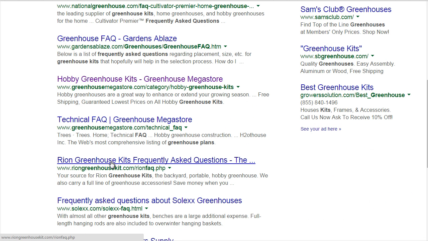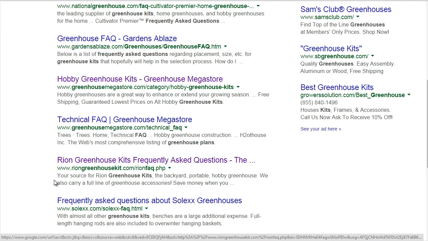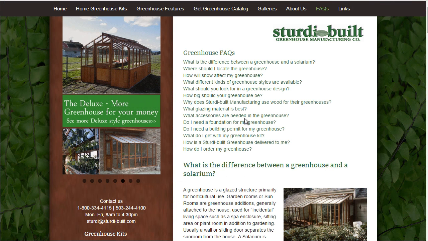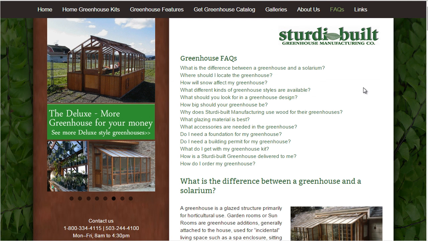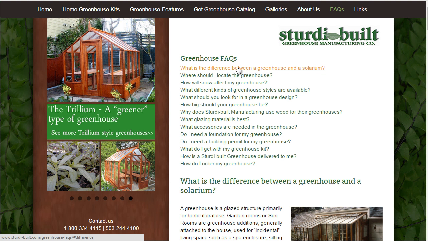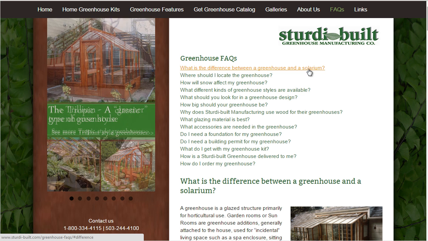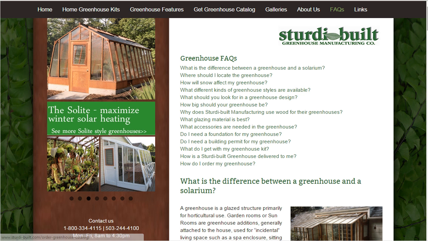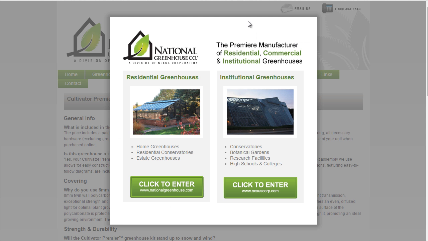It would be better if you can find websites that are actually selling what you're trying to sell. So in this case, selling greenhouse kits. Looking at this, I can tell that this is not just a website that's selling a bunch of gardening stuff, it's selling greenhouses. So the FAQ here is, what is the difference between a greenhouse and a solarium? Where should I locate the greenhouse? How will snow affect my greenhouse? And stuff like that. Then I move on to the next website, which, as we can see here, has residential greenhouses, which is what I want.